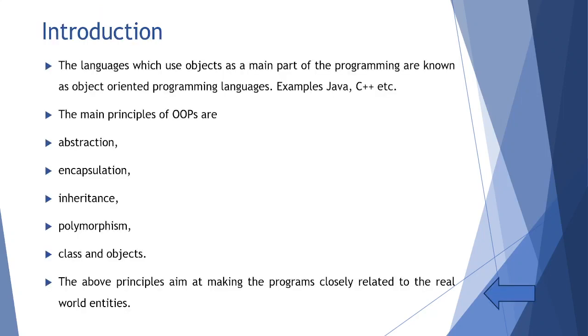The languages which use objects as their main part of the programming are known as object-oriented programming languages. So, objects are given more importance. Example, Java, C++, etc. Now, there are some principles which we have seen in the previous video also, which are abstraction, encapsulation, inheritance, polymorphism. Now we will see class and objects. These principles aim at making the programs closely related to the real-world entities.